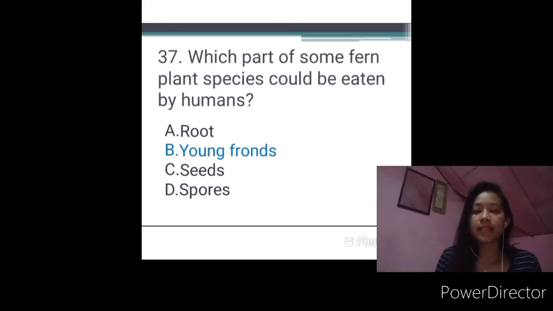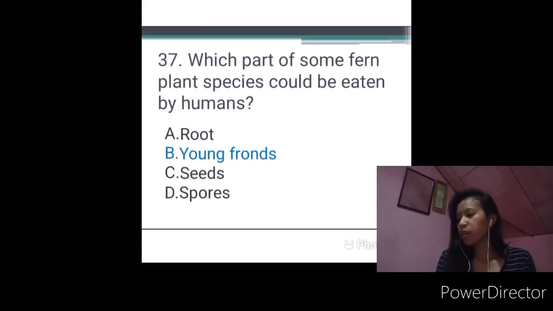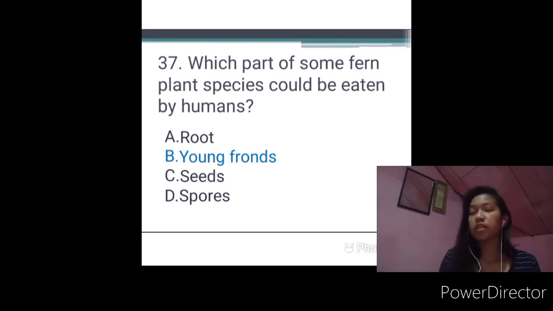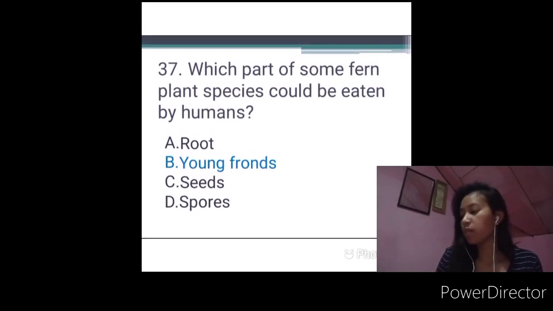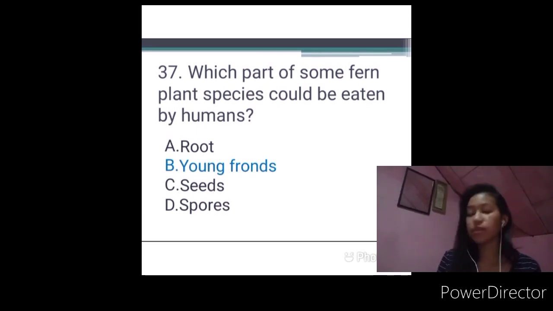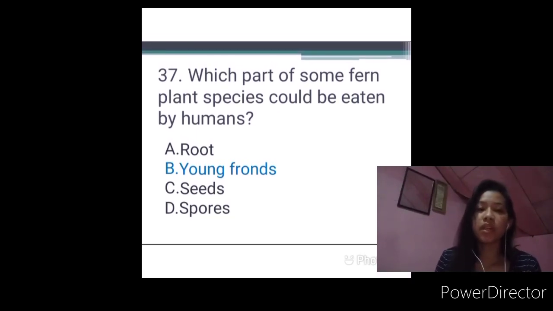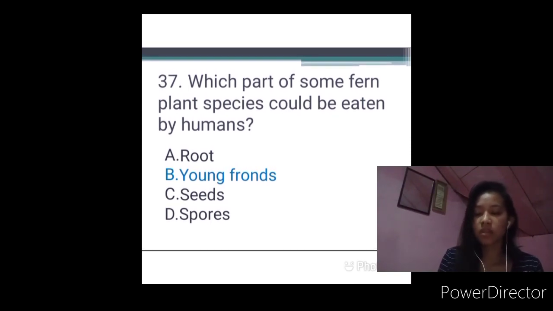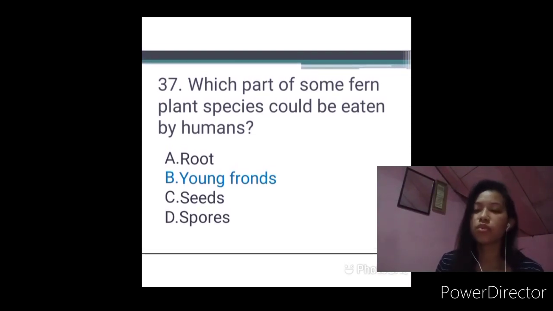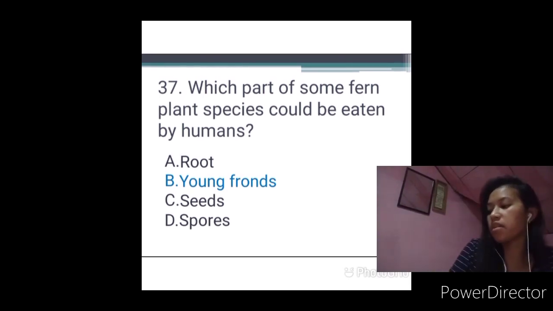So here we go, classmates. So I'm going to rationalize the part of chemistry, the numbers 37 to 40, which my group mates assigned to me. So without further ado, I'm going to start my rationalization.